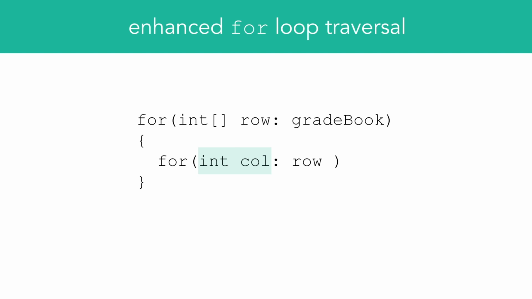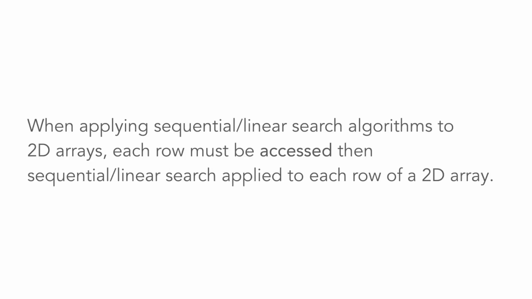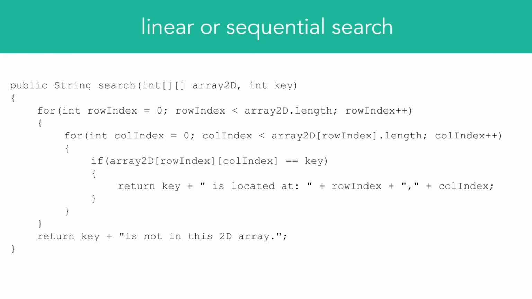When applying sequential or linear search algorithms to 2D arrays, each row must be accessed, then sequential linear search applied to each row of a 2D array. Just as arrays use linear search to find elements, 2D arrays can also use linear search to find values. Here is the general algorithm for searching a 2D array. In the case of 2D arrays, each row needs to be searched individually.